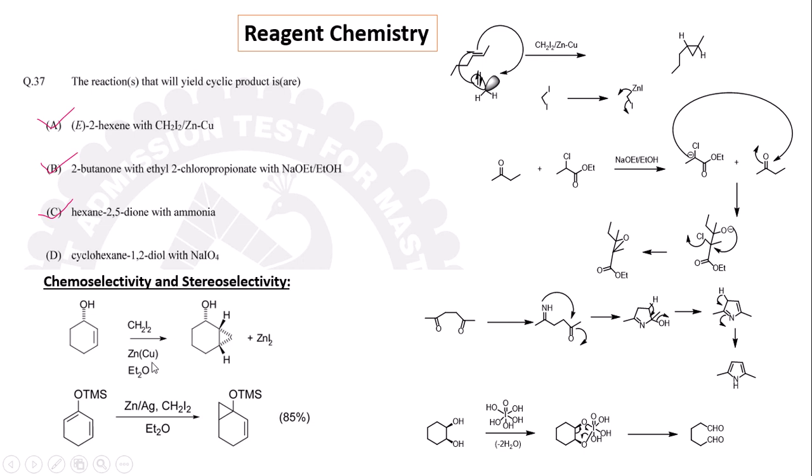Here the zinc and copper, the hydroxyl group can maintain the stereochemistry, and the same cyclopropanation takes place on the same face as the hydroxyl. And the electron rich site is cyclopropanated, that is, the electron rich cyclopropanation takes place.